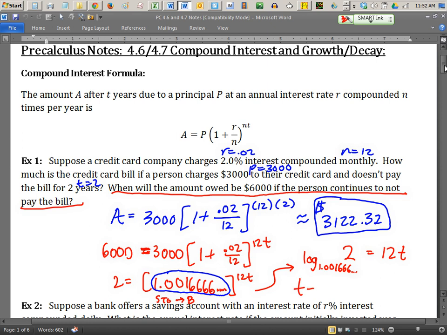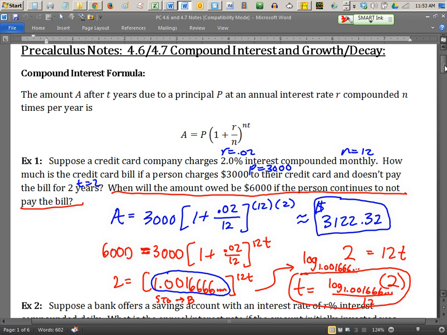Okay, so t is log base 1.001666, etc., of 2 all over 12, which I plan on typing as ln 2 over ln b over 12. ln 2 over ln b, and then over 12. Okay, so this is what you're typing. Hopefully you know how. ln 2 over ln b, and then over 12. Does anybody not know how to store a value in their calculator?